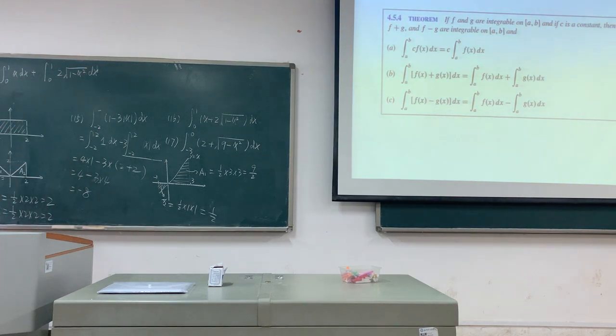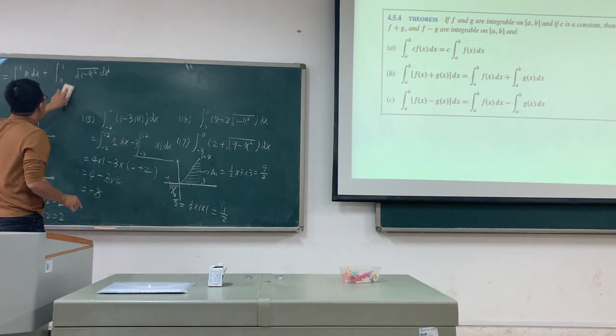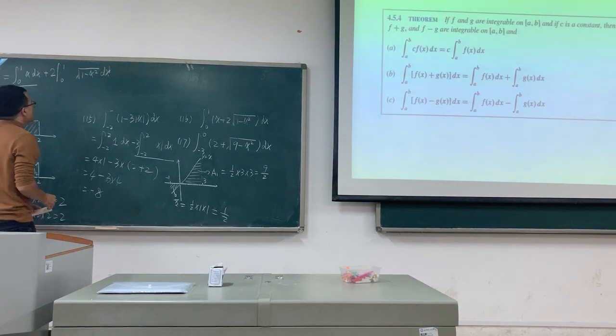So here now is the same: 2 is a constant, so we can move it through the integral sign. So the first, we need to find the left side area, x equal to 0 to 1, y equal to x.